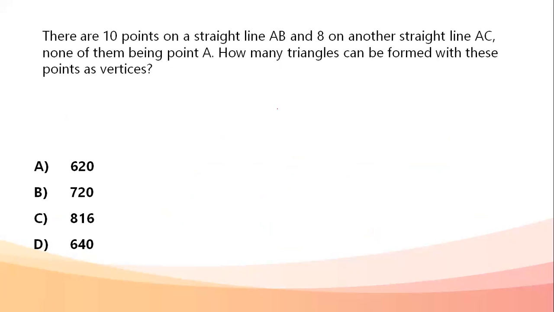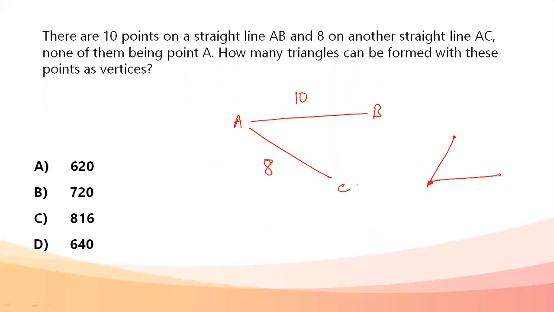of them being point A. Okay, so there are some points that are on line AB, some on line AC. How many triangles can be formed with these points as vertices? Okay, 10 points here and 8 points here. To form a triangle, I'll be needing 3 points.